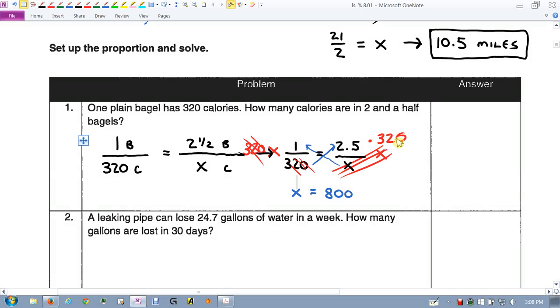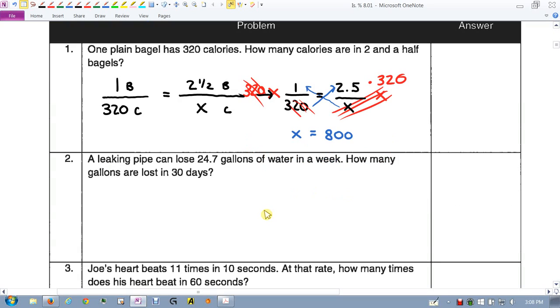That's all you're doing. You're multiplying both sides by X. You're multiplying both sides by 320. But it has the effect of looking like this cross-multiply thing. So I just want you to know it's not just some crazy math thing that we make up. It has a solid mathematical foundation to it. So 800 what? What's our units? Calories?